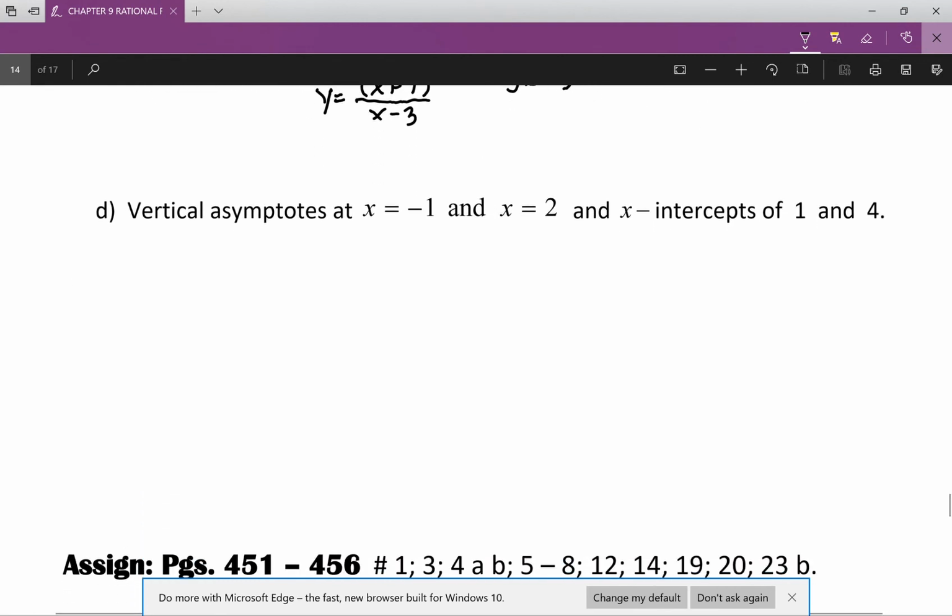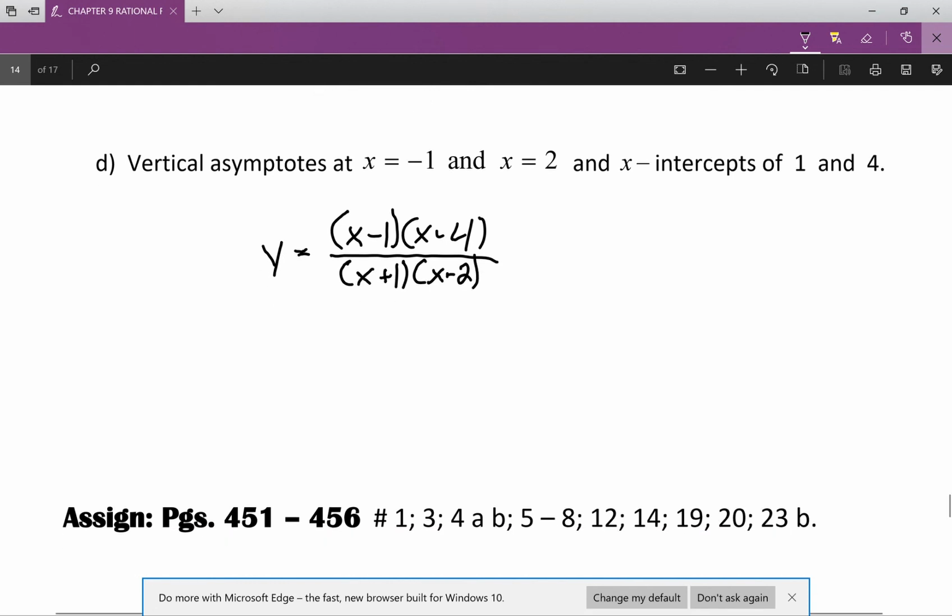Finally, ending off, we get y equals, and looking at my top, I have x-intercepts of 1 and 4, so x minus 1, x minus 4, and looking in my denominator, I have the vertical asymptotes at negative 1 and positive 2, so it'll be x plus 1 and x minus 2. As such, my function is done.